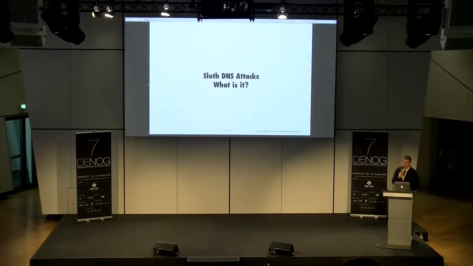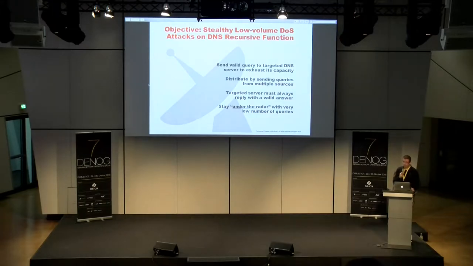So just an example of an attack which can happen. We named it the Sloth Attack. So the idea is to basically bring down a DNS recursive server. And it's kind of easy to do. The idea is to exhaust its capacity, meaning you will send requests, and you just want this server not to be able to answer anymore. And of course, because you are kind of smart, you will do it using different sources. You will not only use one specific client. You want to do it from different sources in order to have something which is as low as possible in terms of traffic. So the idea is to stay under the radar.